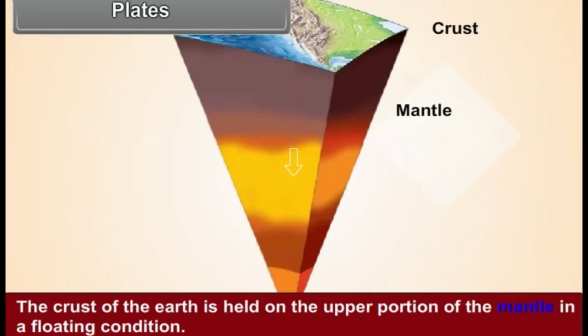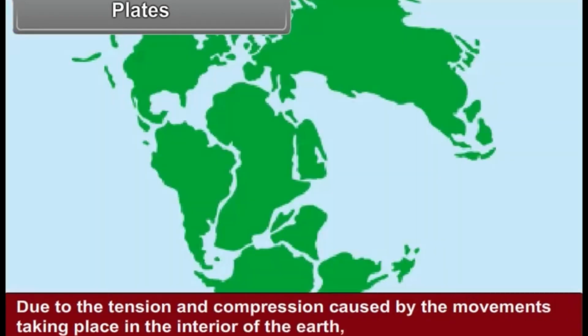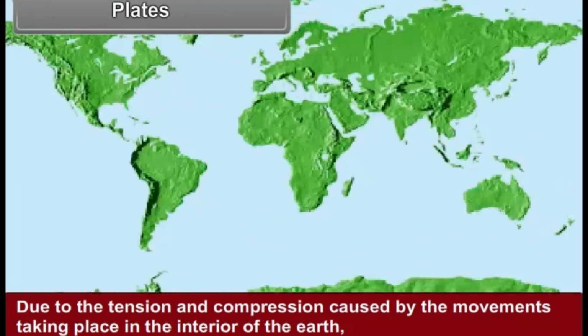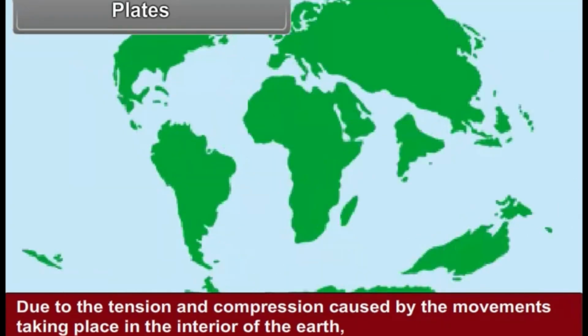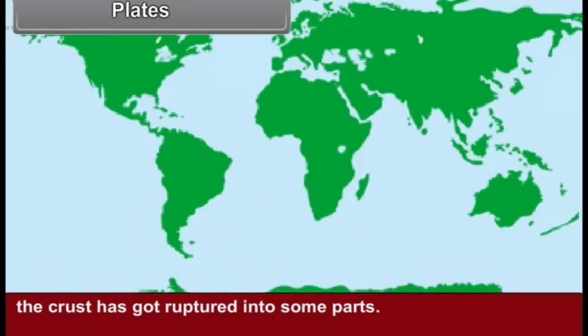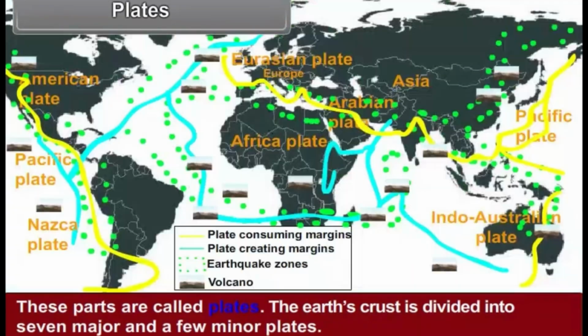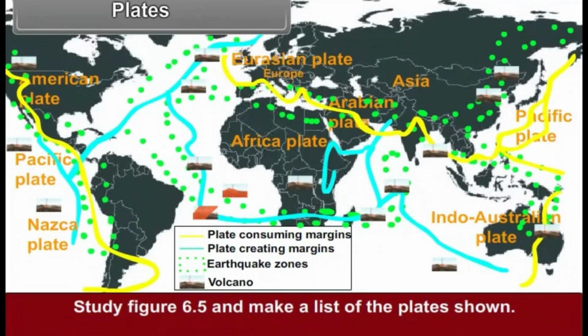Plates. The crust of the earth is held on the upper portion of the mantle in a floating condition. Due to the tension and compression caused by the movements taking place in the interior of the earth, the crust has got ruptured into some parts. These parts are called plates. The Earth's crust is divided into 7 major and a few minor plates. Study figure 6.5 and make a list of the plates shown.